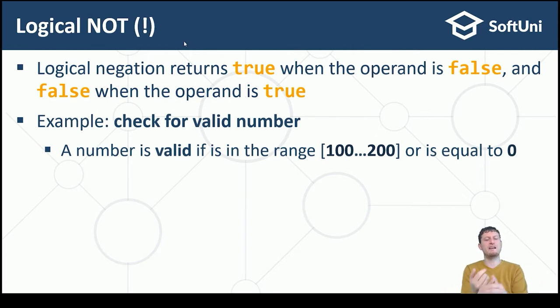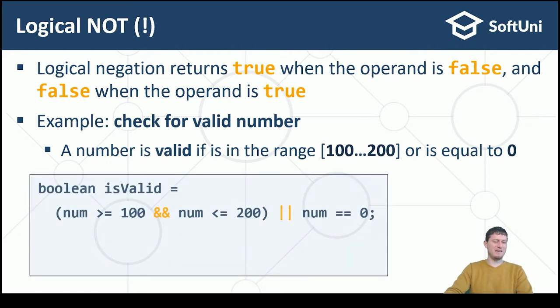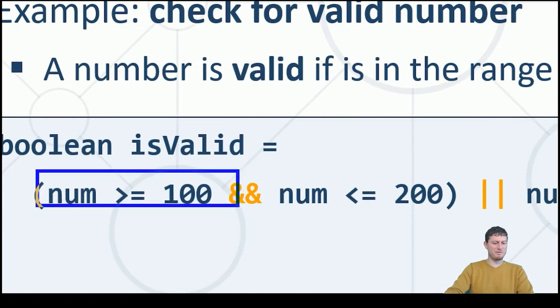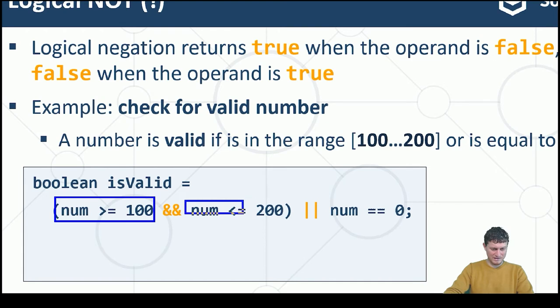Here is an example. We want to check for a valid number. By definition, a number is valid if it is in the range from 100 to 200, or in the special case where the value is 0. So valid numbers are 0, 100, 101, 102, etc. until 200. So we have a little bit more complex expression. Boolean isValid is this: num is bigger than 100, and at the same time, num is smaller than 200, or num is 0.